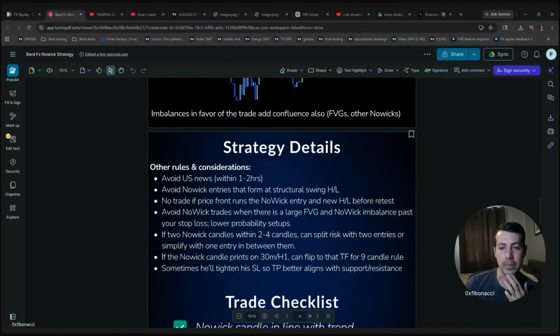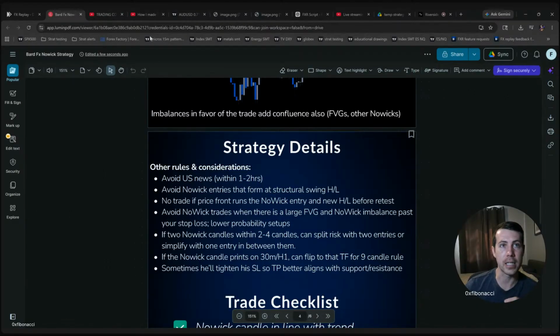But the easier thing to do is, if you're trading M15 obviously, sometimes an M15 no wick candle also is on the 30-minute or the 1 hour. If you have multiple in a row, he said prioritize the higher time frame. So if there's an M15 and an M30 no wick candle, prioritize the 30-minute one because that's the higher time frame and has a higher probability.